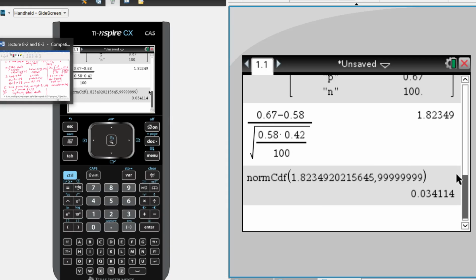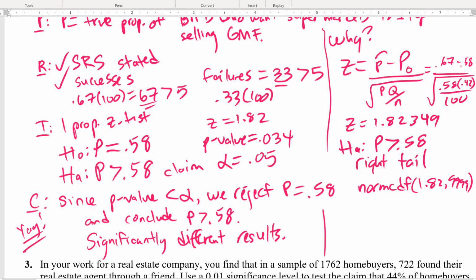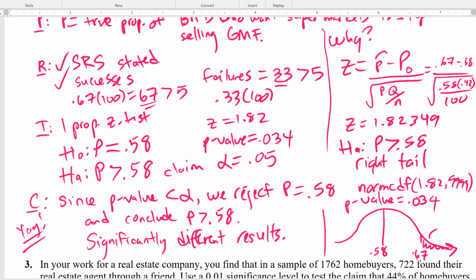Basically what we did is we assumed that the 0.58 was the truth, and we found the probability that we would get the result 0.67. The probability on that to the right, hence a right tail, was 0.034.